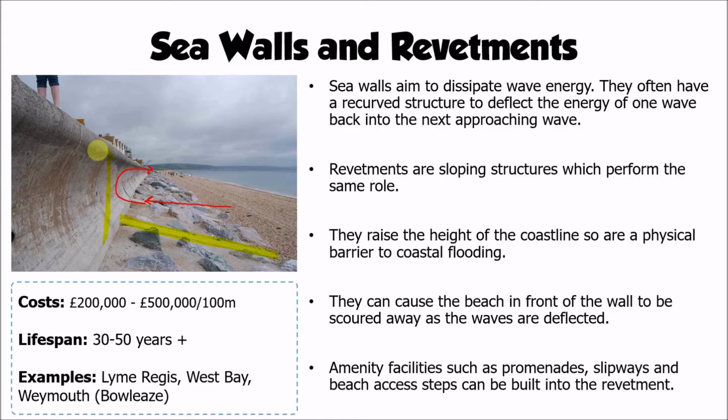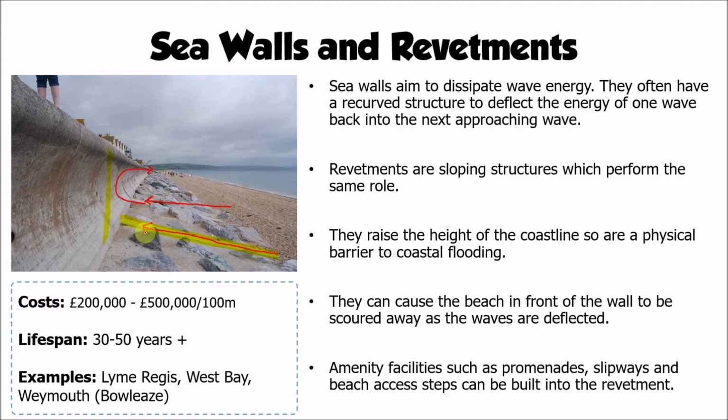Revetments perform a similar job. They don't reflect the wave energy back out to sea like a seawall does, but as the waves are running up the slope, they are also going to be losing energy, and that means that by the time the wave reaches the top of the slope, it's going to have slowed down. As I said, both of them help to raise the height of the coastline, so they help to act as a physical barrier against flooding.